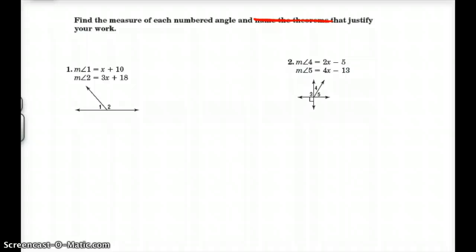In number 1, I'm given angle 1 and angle 2. I see that angle 1 and angle 2 form a linear pair. They're making a straight line. My theorem said that if I have a linear pair, then the two angles are supplementary, and supplementary means they add to 180. So if I was showing all the details on my test, I would write measure of angle 1 plus the measure of angle 2 equals 180.